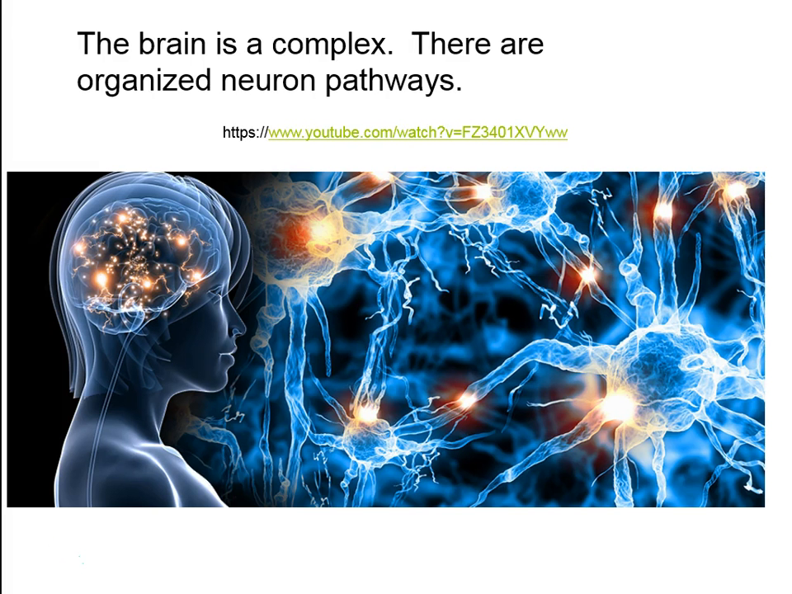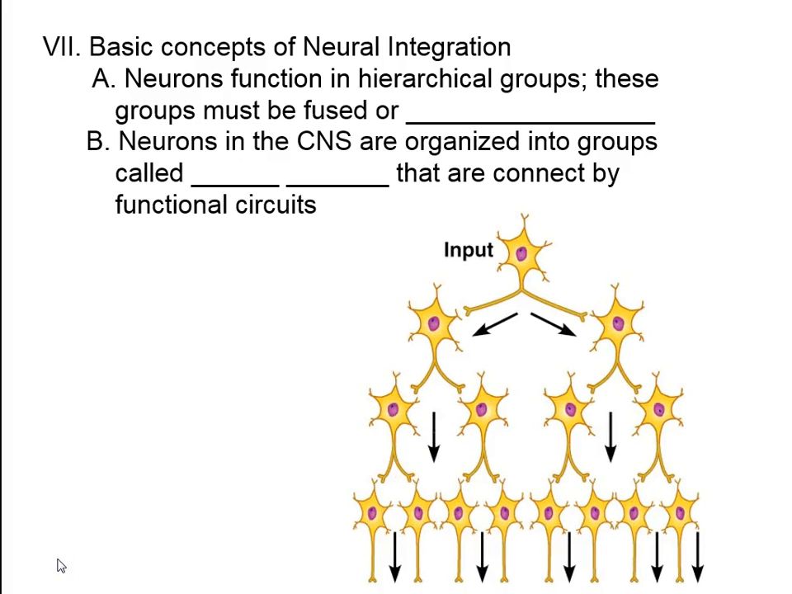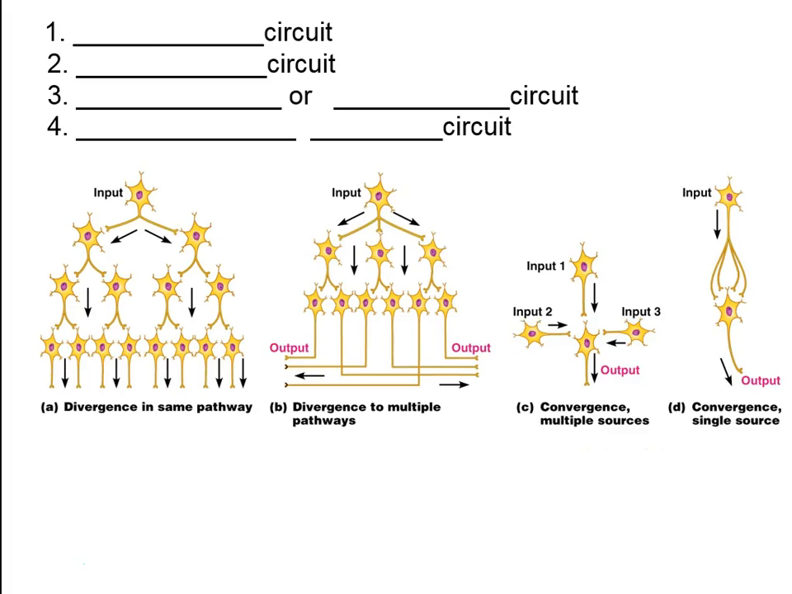So as you see from our YouTube video, the brain is very complex and there are millions of pathways, and all those neurons are in the right place, hooked to the right one, sending the right message. So when we look at integration of the neurons in the brain, there are a few things that we need to understand. Neurons function in hierarchical groups, and these groups must be fused or integrated together. So scientists know this. Neurons in the central nervous system are organized into groups called neural pools, and they're connected by functional circuits. Let's look at the different kinds of circuits.